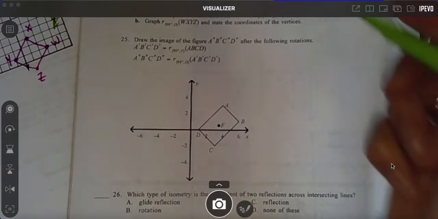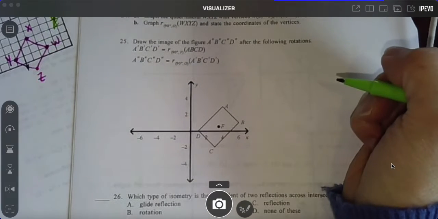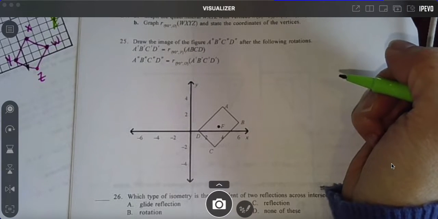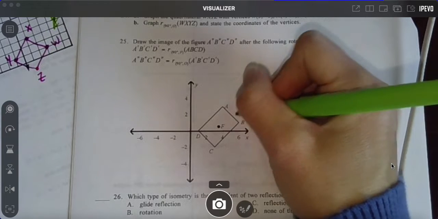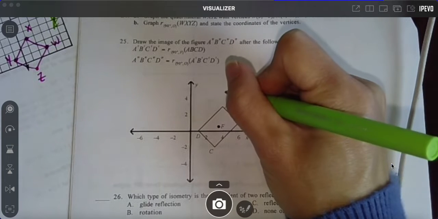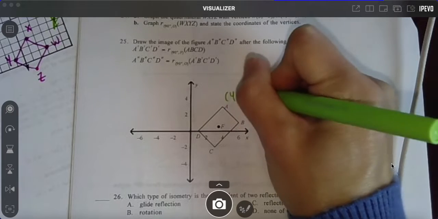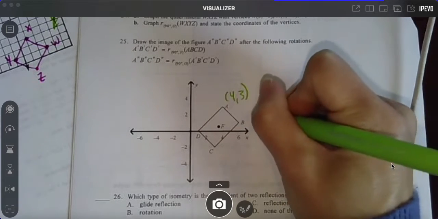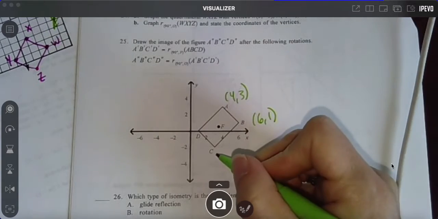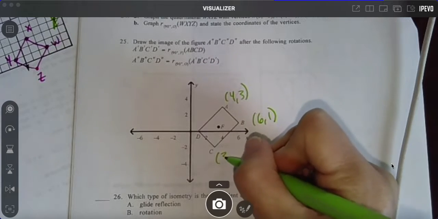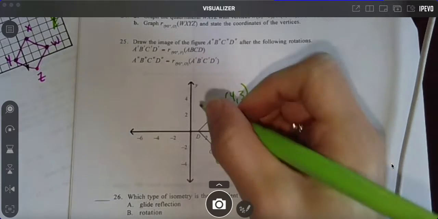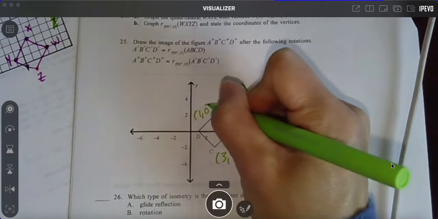180. But what I would do is I would mark these points. It's kind of hard to tell. I'm guessing 4, 3. What's this one? 6, 1. What's this one? 3, -2, and this one is 1, 0.